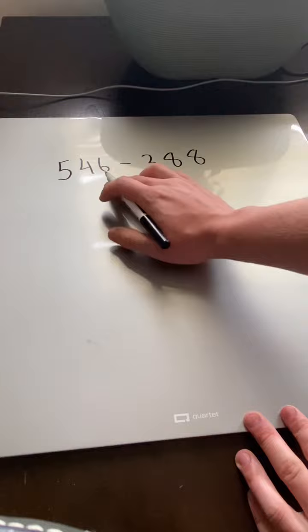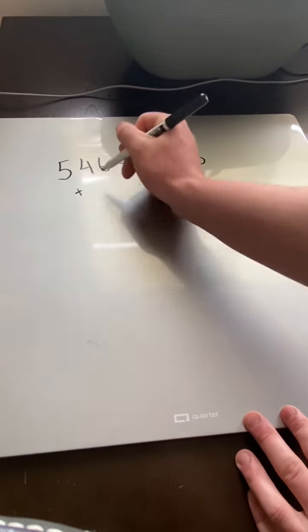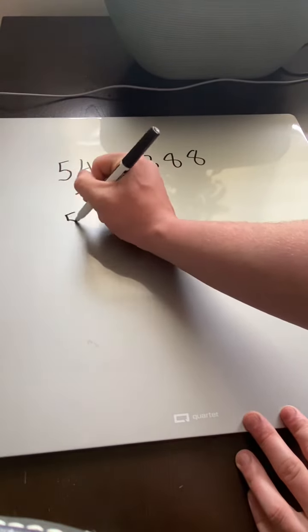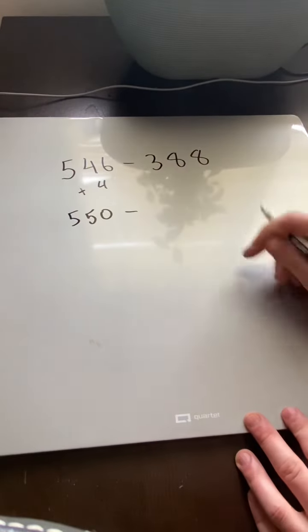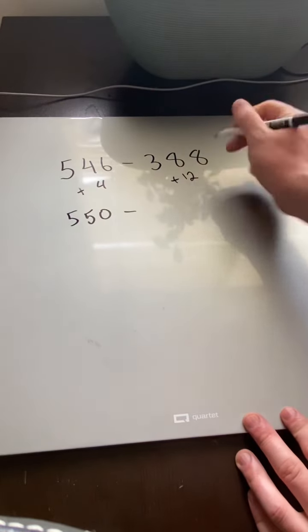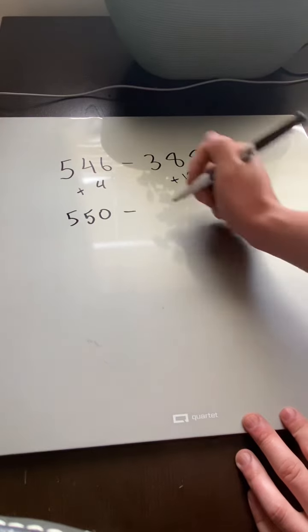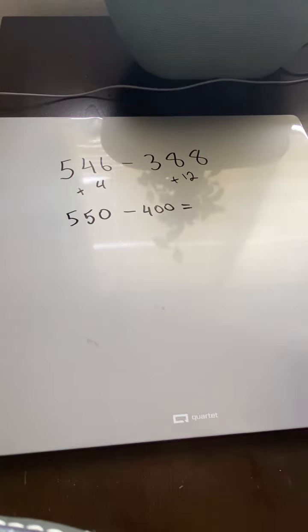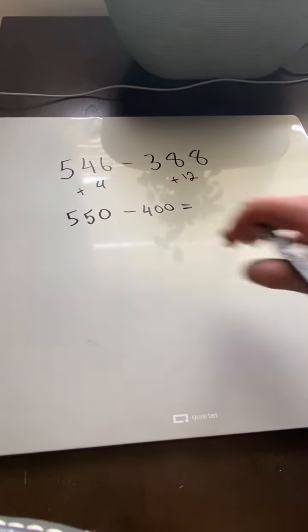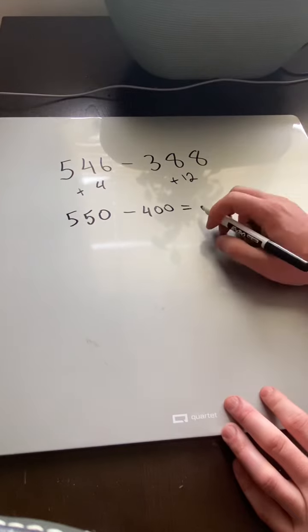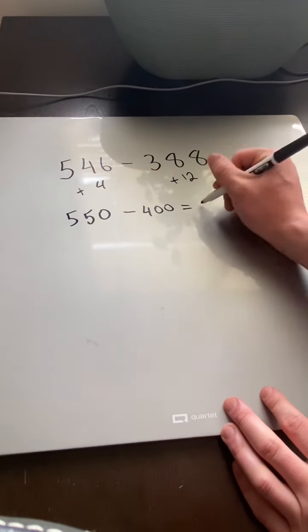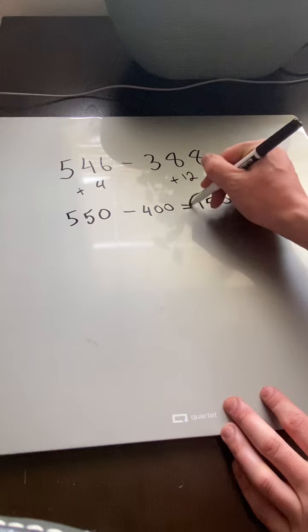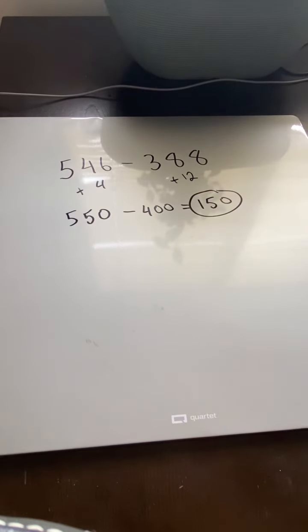What we'll do is make friendly numbers. So, we're going to add 4 to 546, making 550. And we're going to add 12 to 388, creating 400. Now these are called friendly numbers because they're nice big multiples of 50 or 100, something like that. A lot more simple to calculate. So we get 150. That is our estimate. It should provide a rough ballpark of whether or not our other answers will be correct.